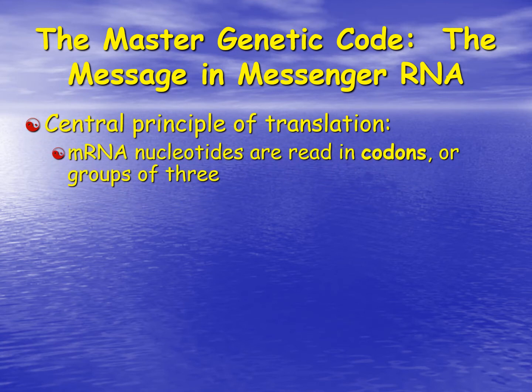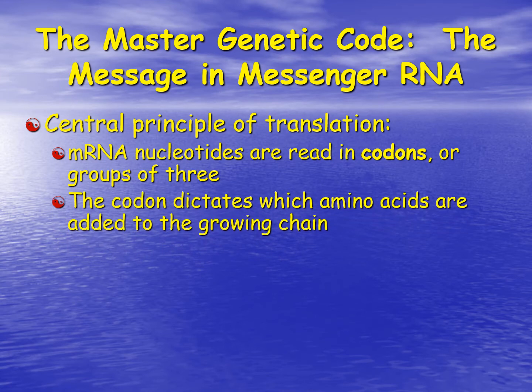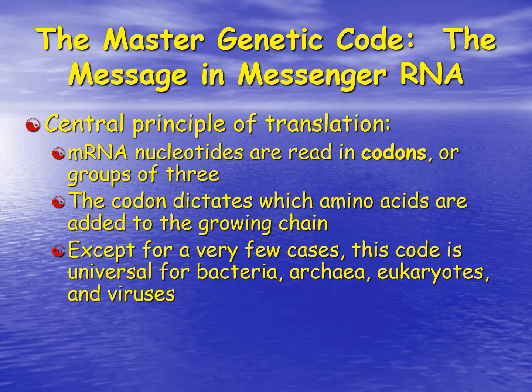So the messenger RNA nucleotides then that are transcribed from DNA will then be read in codons, or again these groups of 3 nitrogenous bases. The codon indicates which amino acid will be added to the growing polypeptide chain in the ribosomal complex. Except for a very few cases, this code is universal for bacteria, archaea, eukaryotes, and even the viruses.